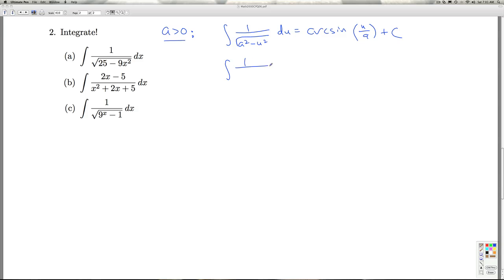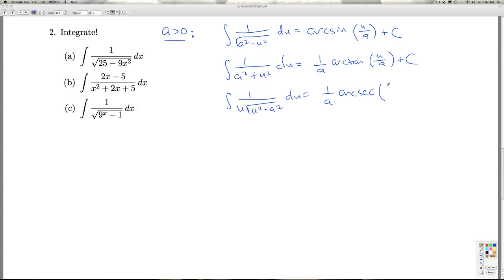We've got the integral of 1 over a squared plus u squared du is 1 over a times the arctangent of u over a plus c. And we've got the integral of 1 over u times the square root of u squared minus a squared du is 1 over a times the arcsecant of the absolute value of u over a plus c.